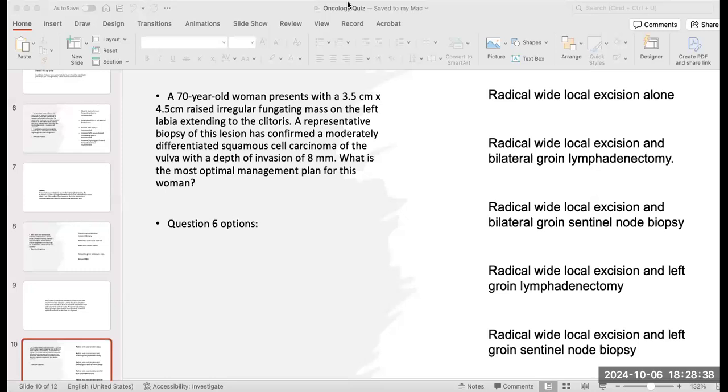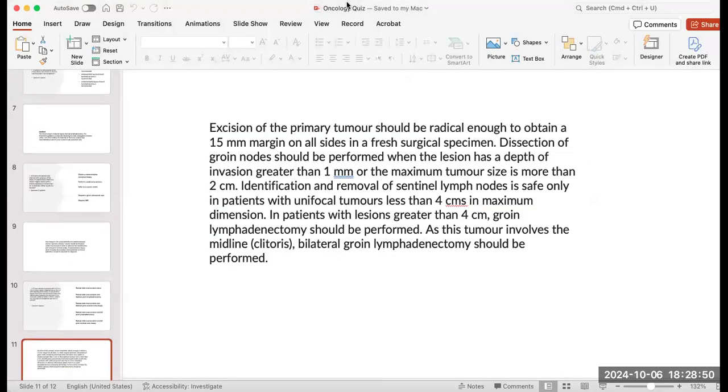So simply, the mass is on the left labia, but it extends to the midline. It extends to the clitoris. So simply bilateral. Well done, my friends. I think that you are doing very well now, answering these tricky questions.